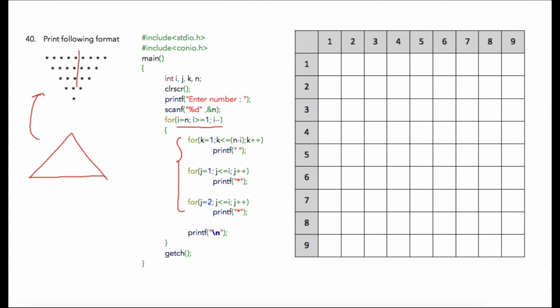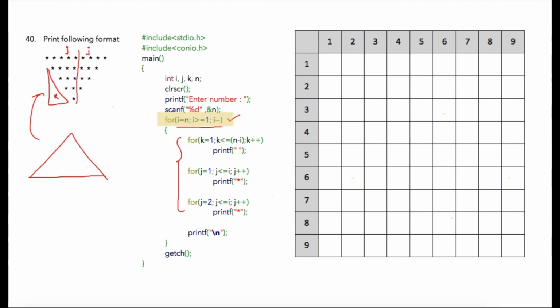I am breaking this pattern into 3 parts as done previously. So these will be used for my spaces. I'll be using the k variable over here, and this will be for my j and j. Okay, so this is for your basic iterations.